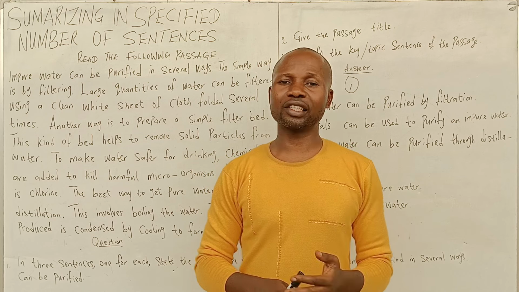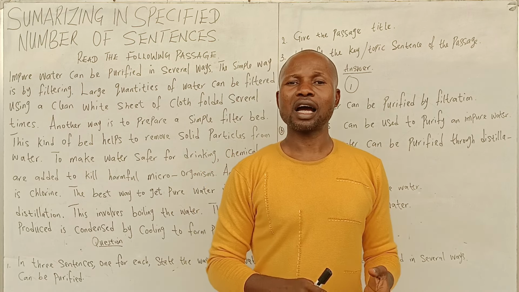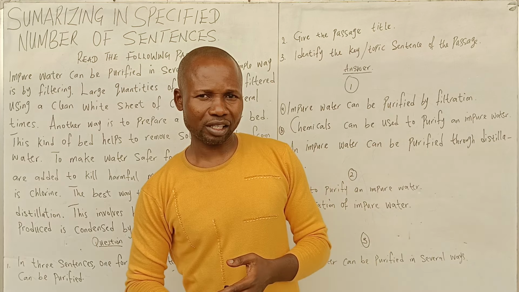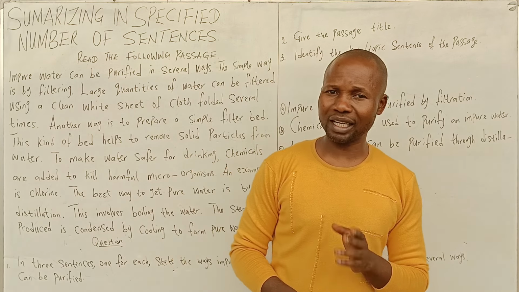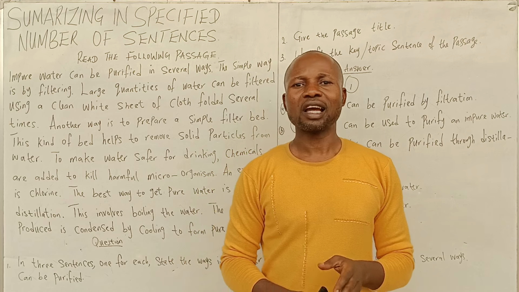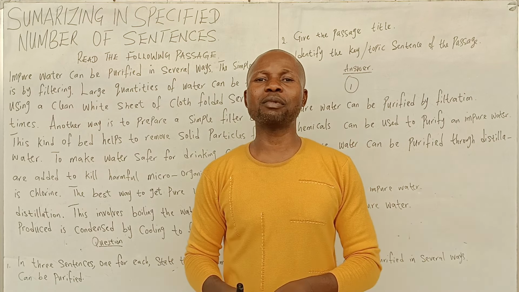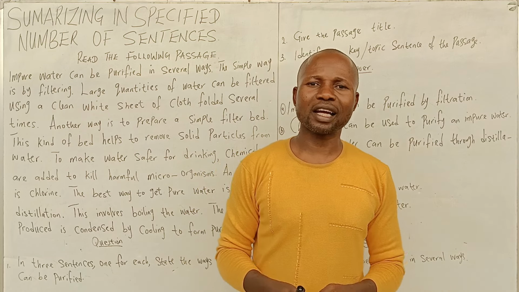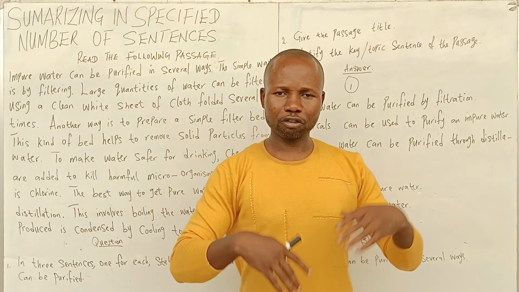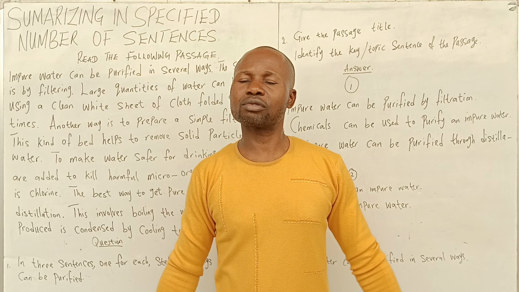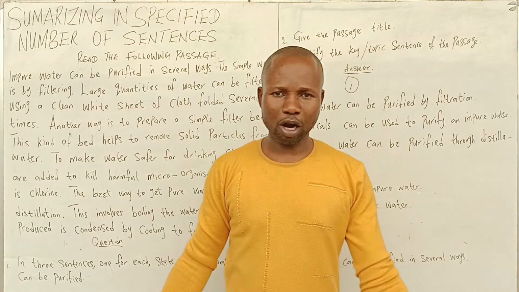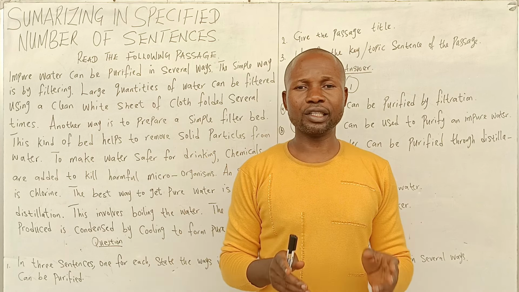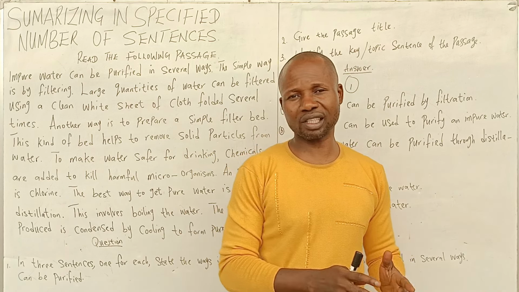A question like give the passage a title or identify a topic sentence, WAEC don't often ask such questions. What WAEC or NECO normally asks is how to summarize. They will say maybe in 2 sentences, one for each, summarize the above passage. Sometimes maybe in 6 sentences, one for each. So this is how the question used to come in the summary section.